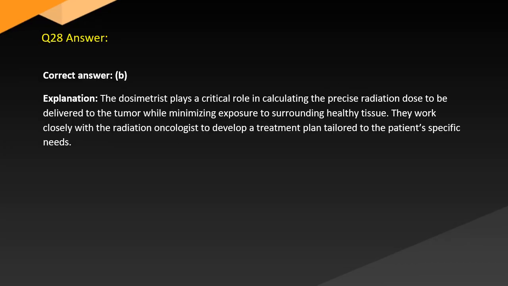Answer. Correct answer, B. Explanation. The dosimetrist plays a critical role in calculating the precise radiation dose to be delivered to the tumor while minimizing exposure to surrounding healthy tissue. They work closely with the radiation oncologist to develop a treatment plan tailored to the patient's specific needs.